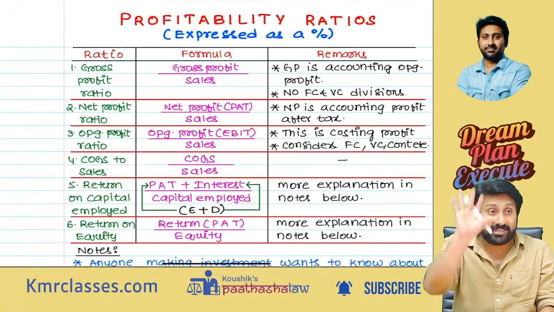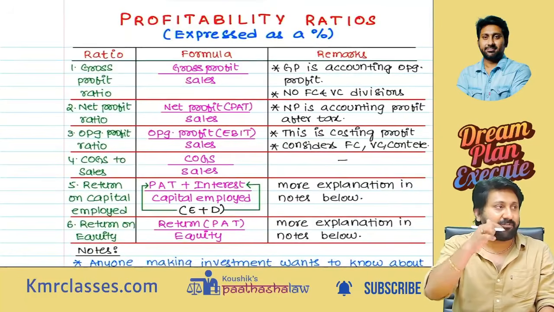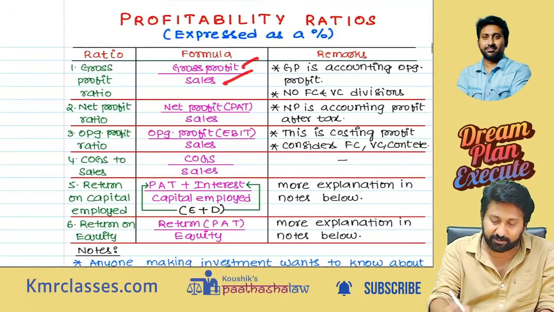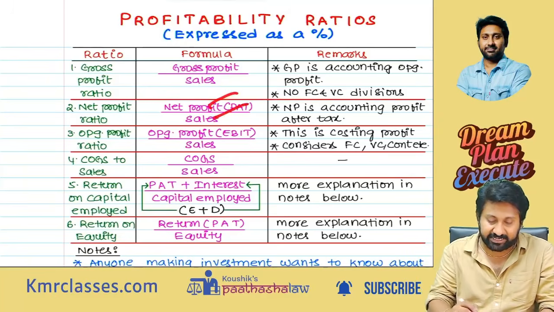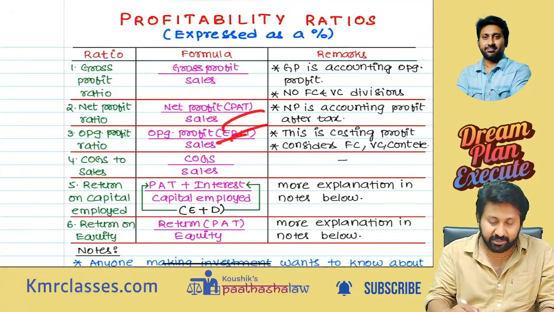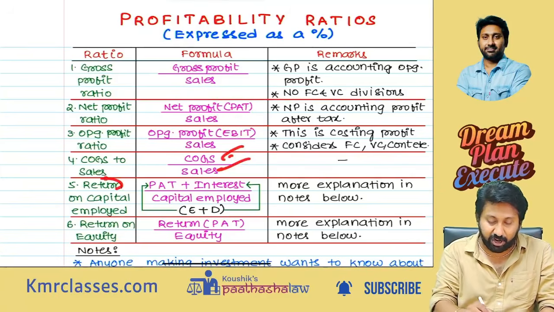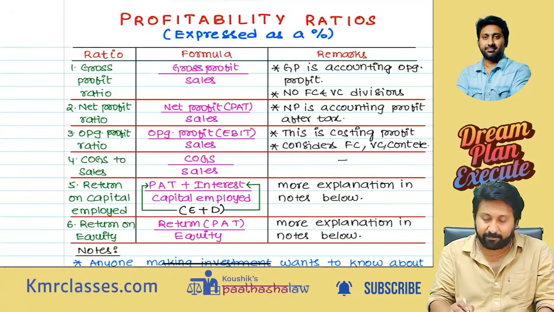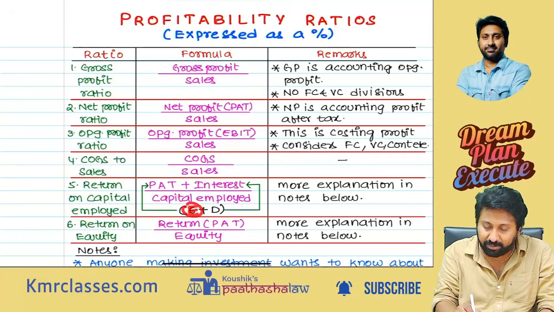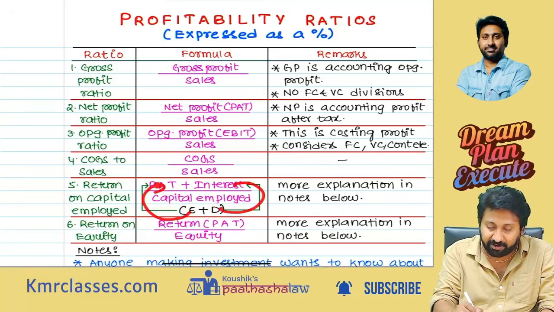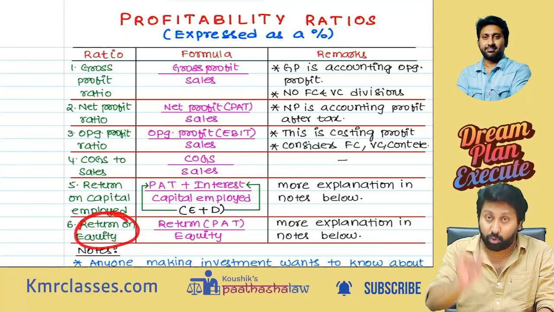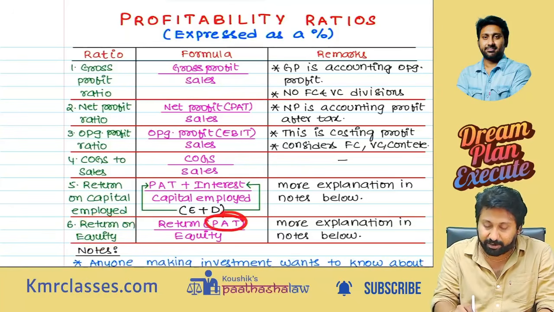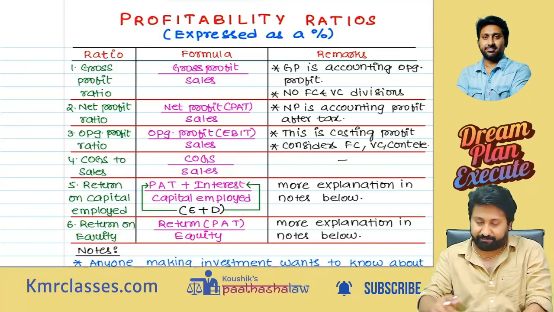Next, profitability ratio. All these are profits: gross profit, net profit, total profit. Gross profit ratio: gross profit by sales. Here sales will come in the denominator. Net profit by sales. Operating profit, EBIT by sales. Cost of goods sold to sales. Return on capital employed: return divided by capital employed. Capital is employed by whom? Equity and debt. Debt wants interest. Equity wants profit after tax. So profit after tax plus interest divided by capital employed. Return on equity, only equity. Equity shareholders want PAT. Equity is in the denominator.